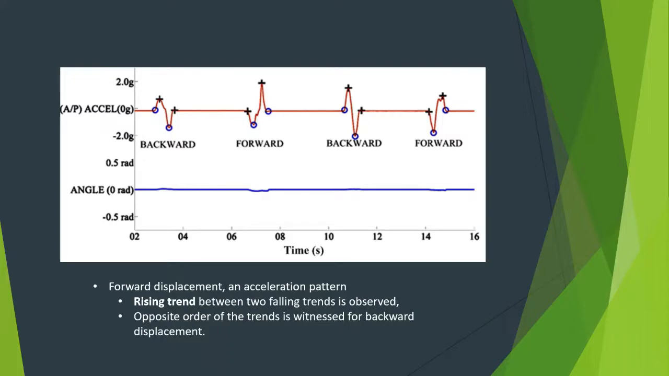So here is the figure about their work. As you can see, the forward pattern is plus and circle, plus and circle. The plus shows the high and the circle shows the low. And for the backward, it's circle, plus, circle, plus. So the forward is a rising trend between two falling trends, and the opposite order of the trends is witnessed for backward displacement.